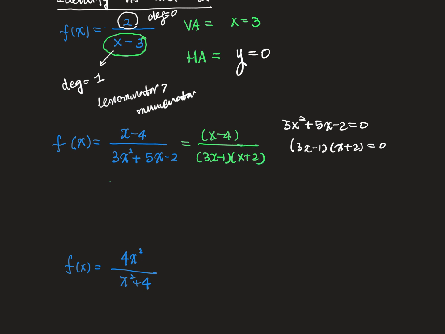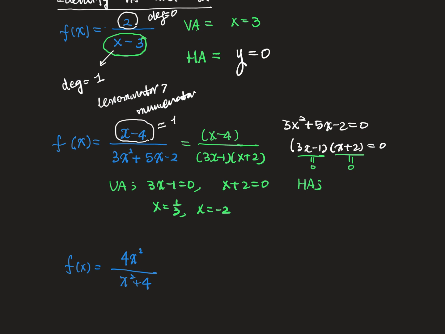So for the vertical asymptote lines, set each factor equal to 0. 3x minus 1 equals 0, x plus 2 equals 0. So x is 1 over 3, and x equals negative 2. Those are the vertical asymptotes. For the horizontal asymptote, you check the degree of the numerator and denominator. What is the degree of the numerator? That's 1. What is the degree of the denominator? It's 2. In that case, the horizontal asymptote is y equals 0.